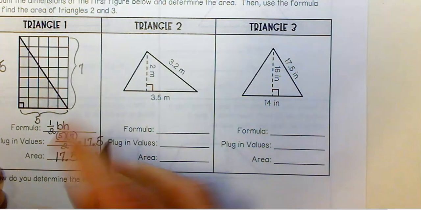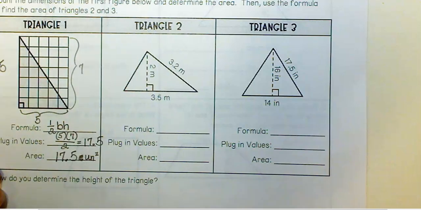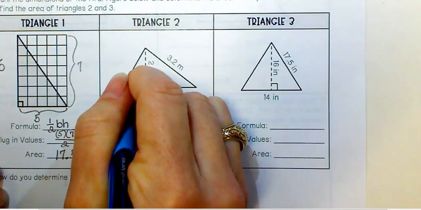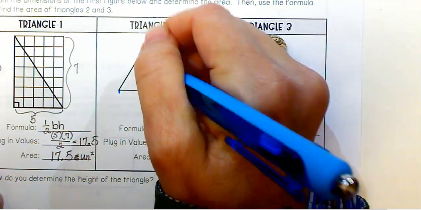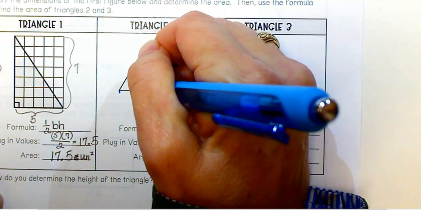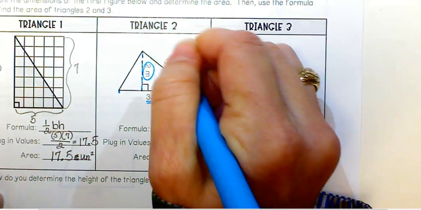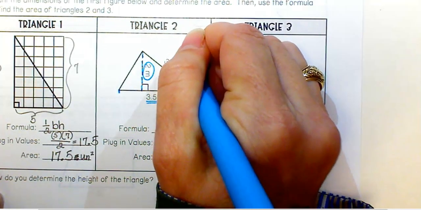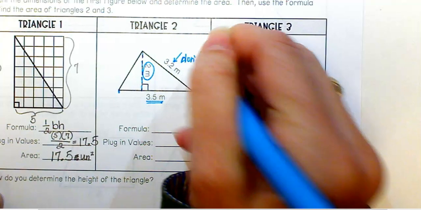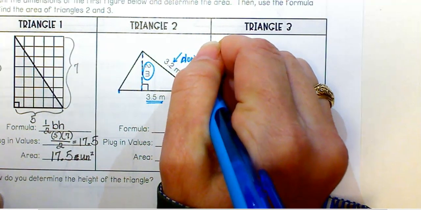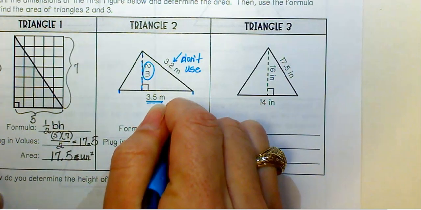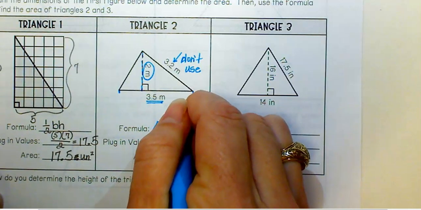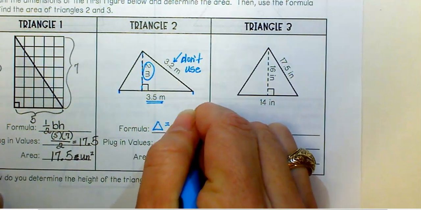All right, so let's go over here and look at this. We have a triangle. This time, our base is from here to here, which is 3.5. How high is our triangle? It's right here, which is 2. You don't use this third one because it's not a base and it's also not the height. Okay? So again, the formula for the area of a triangle is base times height divided by 2.